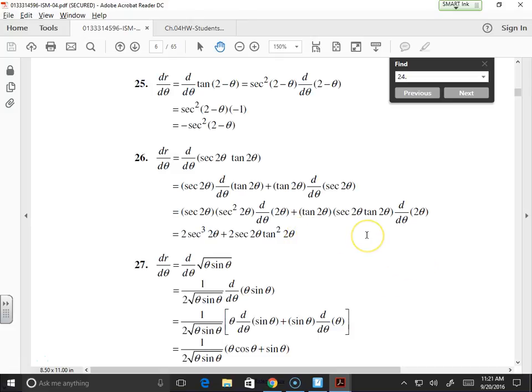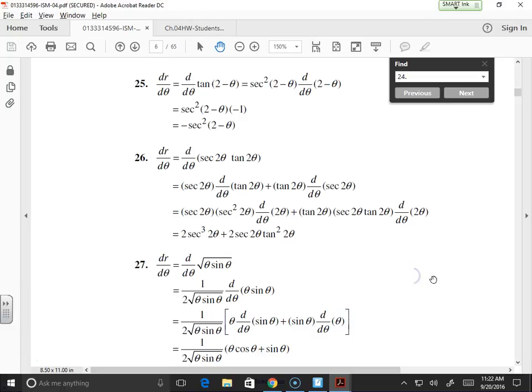I got 2 secant 2 theta, parentheses, tangent squared of 2 theta plus secant squared of 2 theta, parentheses. Oh, no, you have too many secants. There's only one secant, there's 2. Yeah, but you said you pulled out a secant squared. No, I have 2 secant 2 theta. Oh, got it. 2 secant 2 theta of what? Tangent squared? 2 secant 2 theta tangent squared 2 theta plus secant squared 2 theta. Oh, it's the same thing as a factor then.